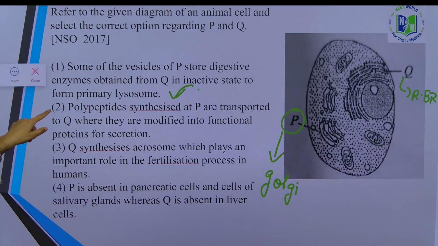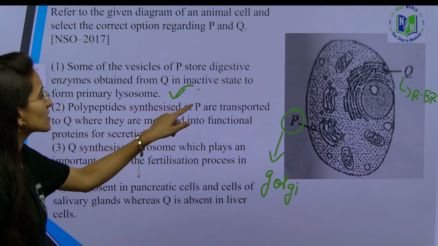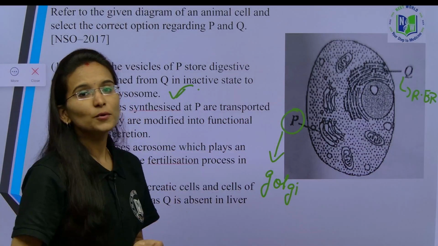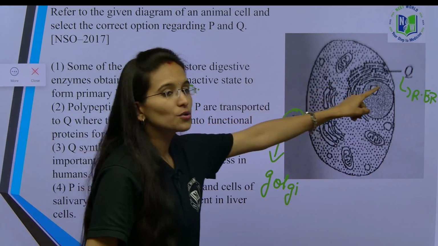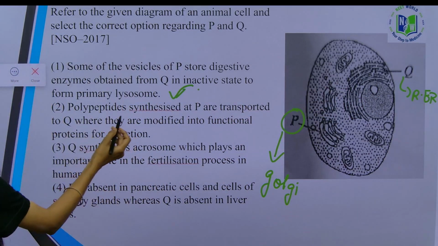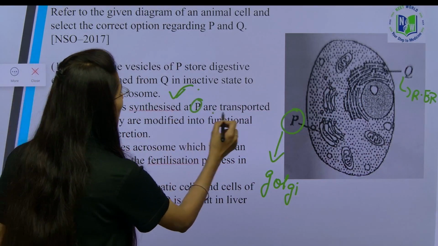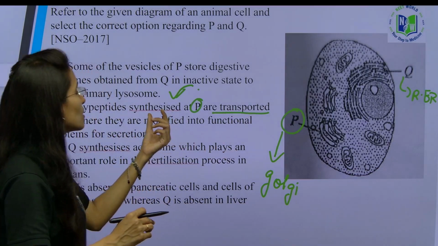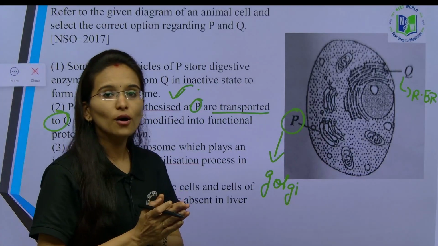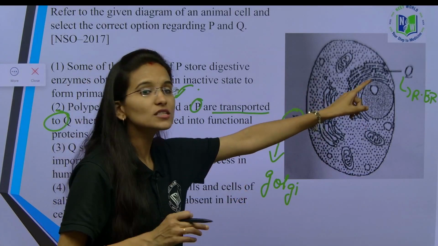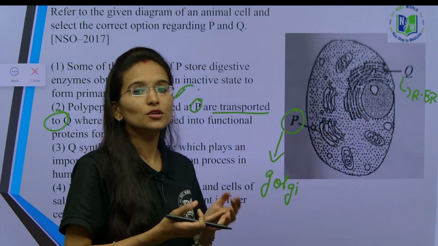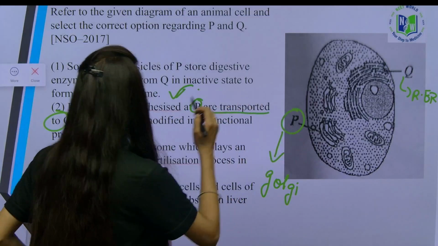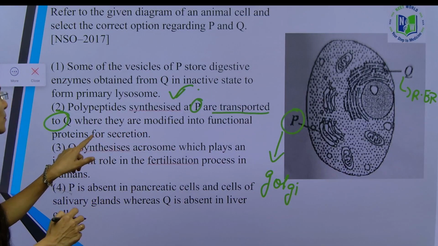Next, option 2: polypeptides synthesized at P are transported to Q. The proteins are actually synthesized at Q, but in the option it says polypeptides synthesized at P are transported to Q. So, this is the wrong option, students. Here Q synthesizes the proteins, which form the polypeptides, but not P. P modifies them into functional proteins for secretion.